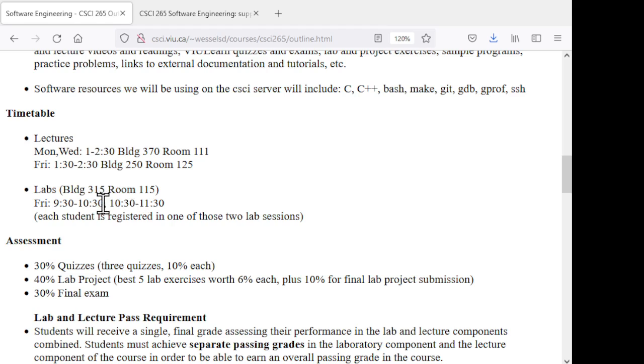The labs are the ones that are scheduled in building 315, room 115, so they're right on the corner of the ground floor. The labs will start in the second week. So there aren't labs in the first week of lecture for software engineering. And the labs are the ones that are scheduled at 9:30 or 10:30. You'll be registered in one of those two sections when you registered in the course.